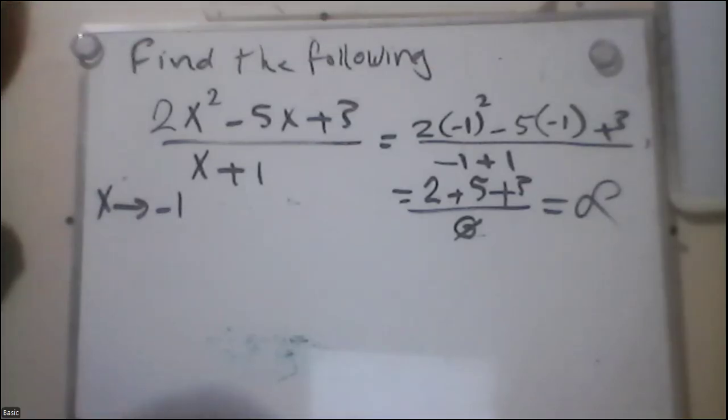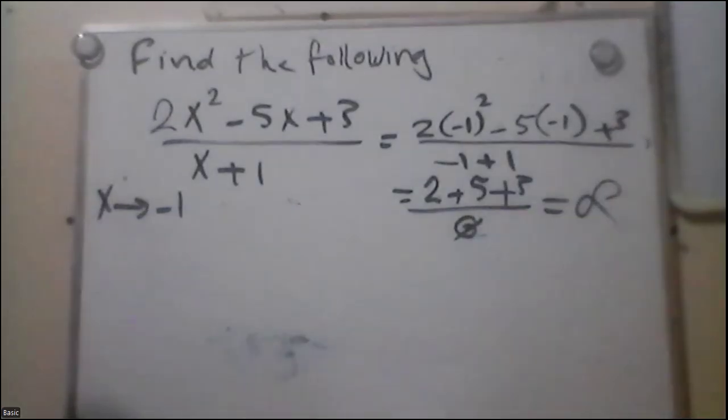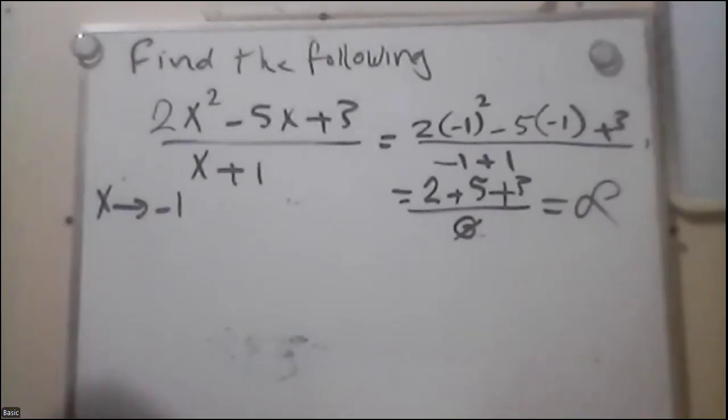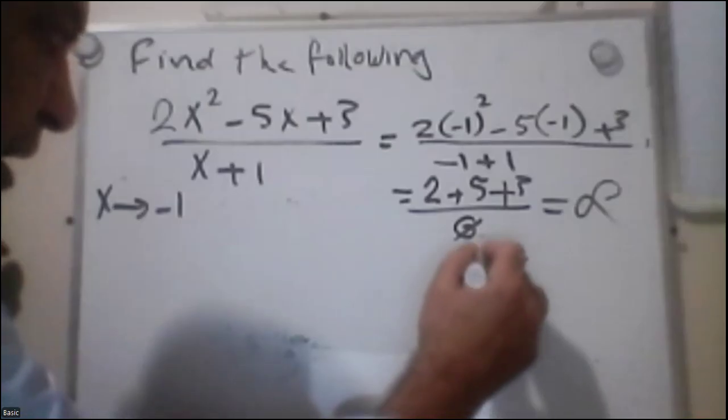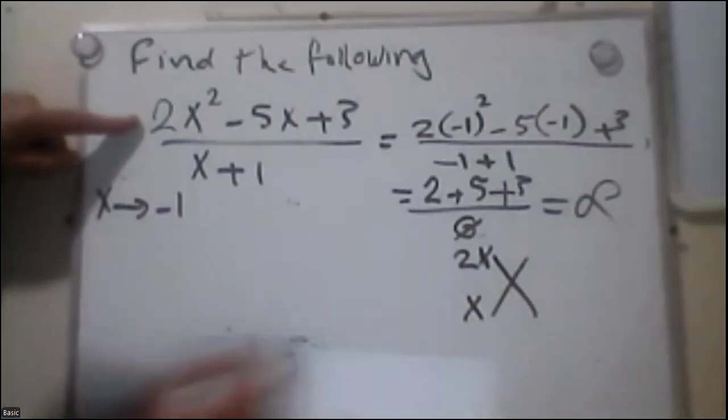So in that case, I have to proceed for another solution. As long as I got the indefinite form, I have to look for another solution. So what I will do then is go directly into factoring this expression. I need two numbers. So 2x squared is 2x multiplied by x.